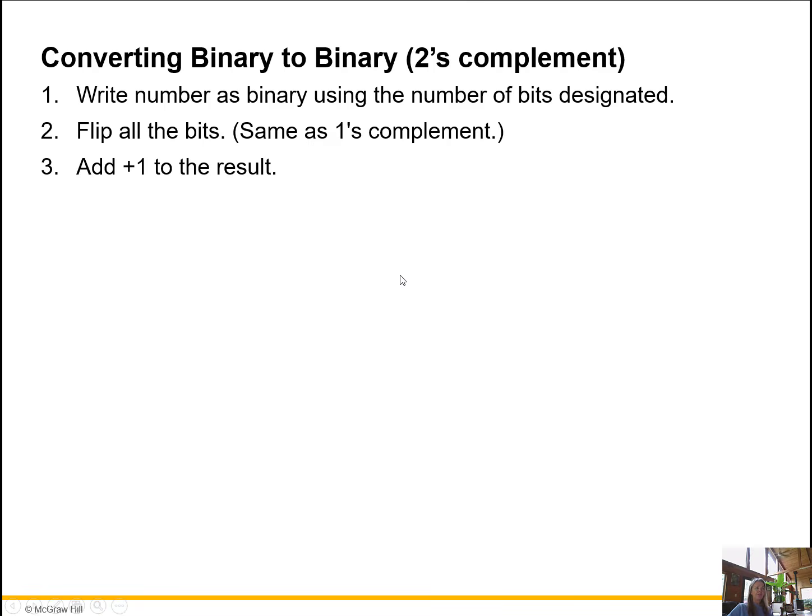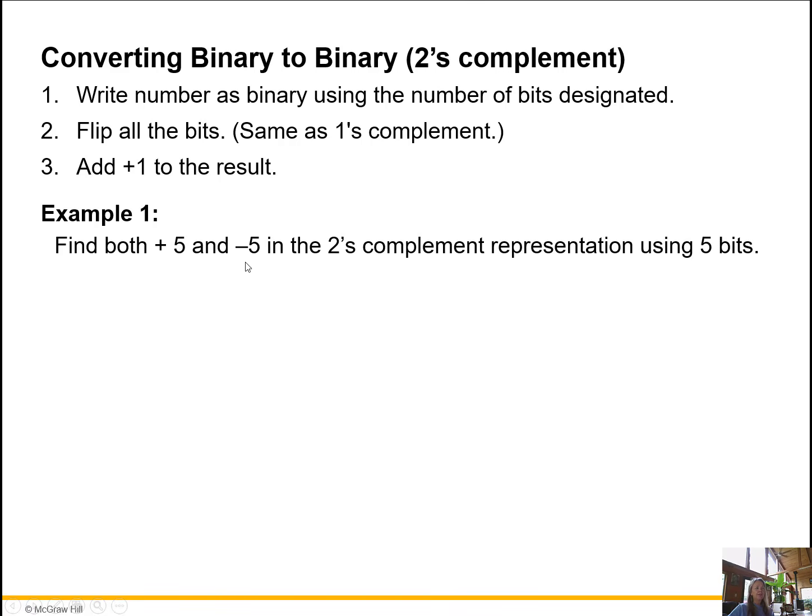This is how we're going to convert from binary, just straight up binary, to 2's complement. So we're going to write it as is with the number of bits that we've said. Then we're going to flip all the bits. That's the same as 1's complement. But for 2's complement, you add 1 to the result.